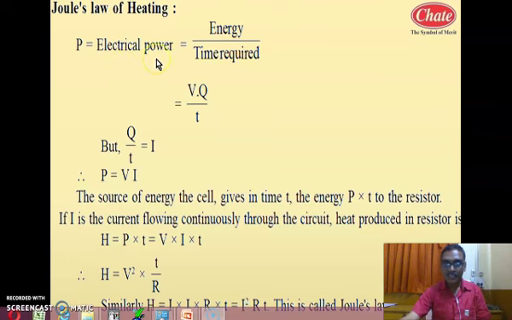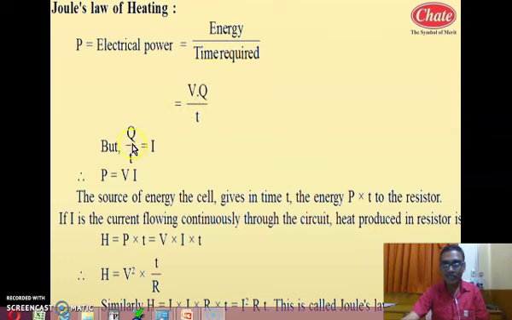Now we know the basic concept of power as you have studied in class 9th: power equals rate of doing work. Power is work done upon time. So the same power for electricity can be written as electric power equals energy divided by time required. What is work done? Work done equals V into Q, as we have studied in the last part. Same is the heat, V into Q upon time. So this is the equation of power.